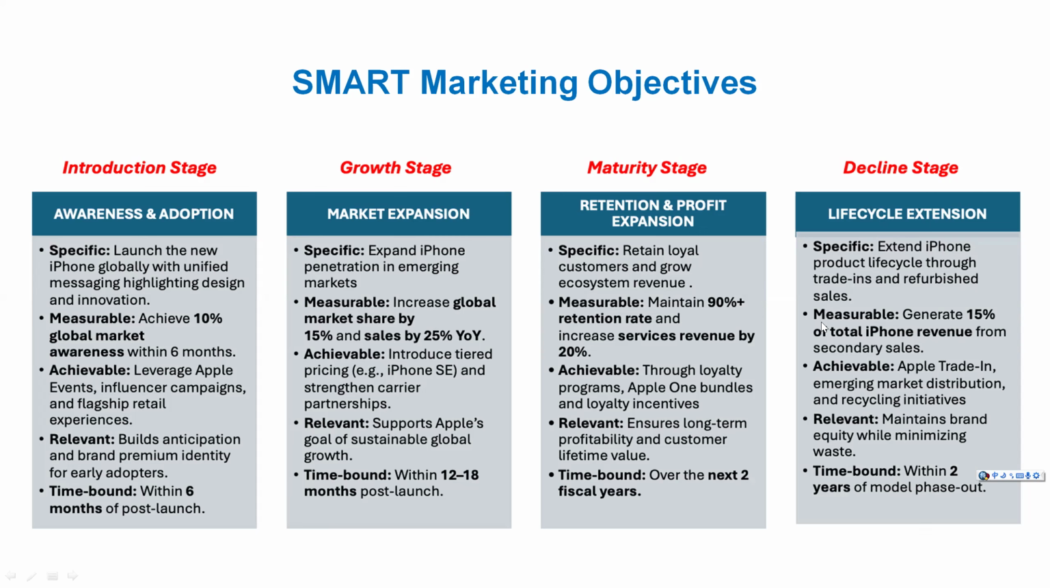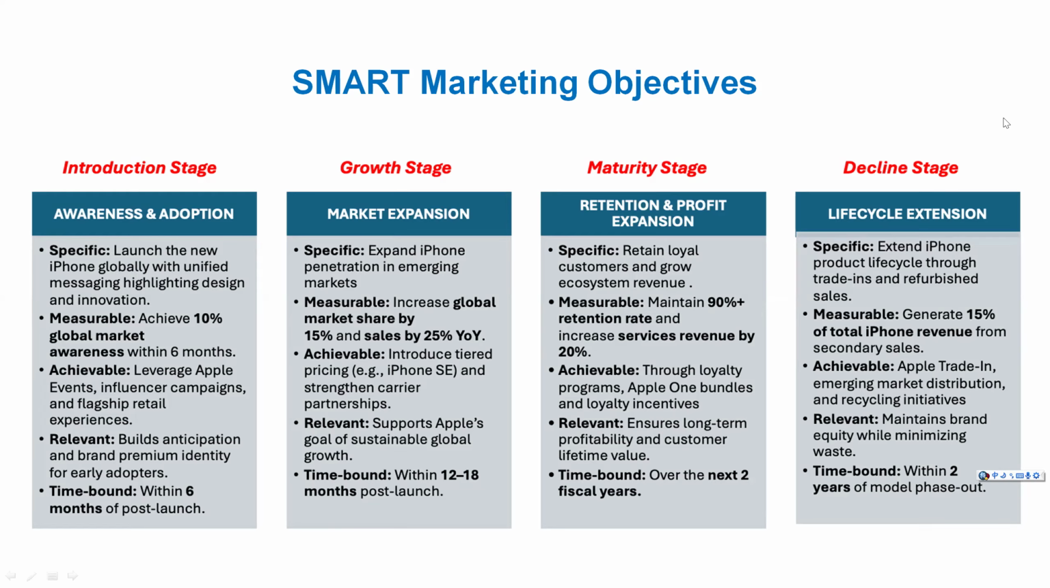So this helps in market penetration, and the third would be the maturity stage, where retention and profit come into the picture and product expansion is key. So here the objective is to maintain over 90% customer retention while boosting services revenue by at least 20%. So that way it leverages loyalty programs and bundled services such as Apple One, through refurbished models and other options.